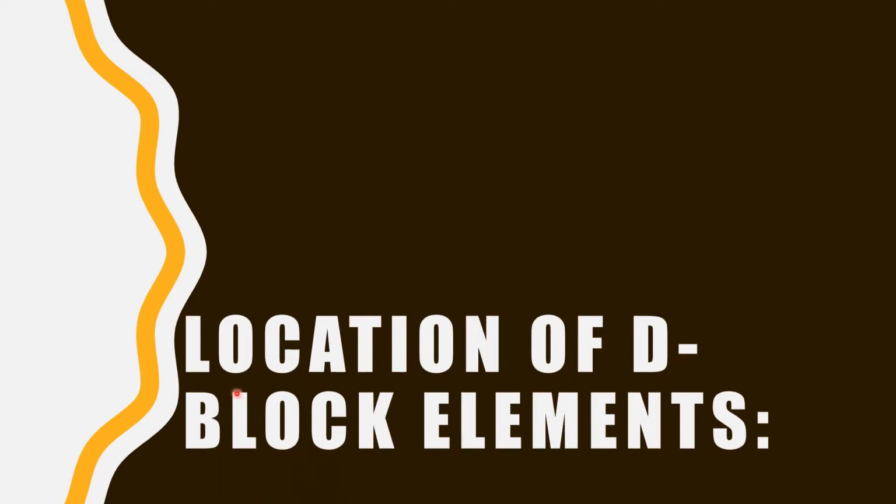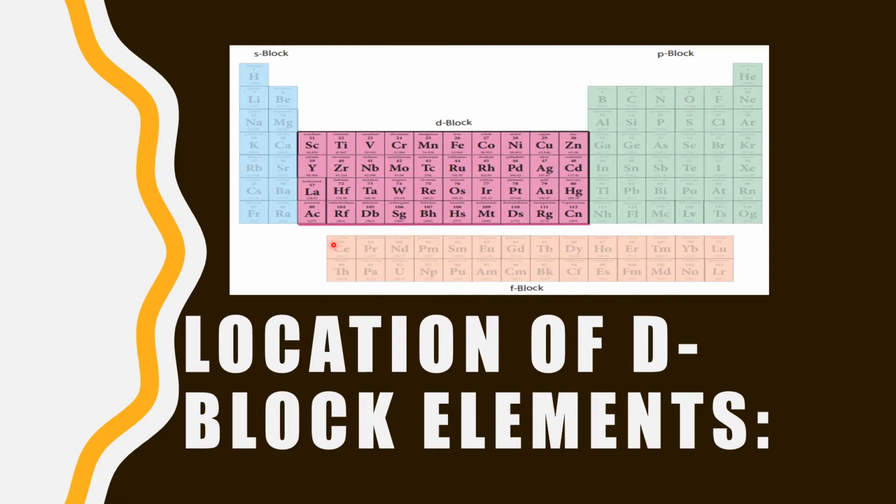First, we are going to see the location of D block elements. As we know, this is the periodic table, and there are four blocks present in it: S block, P block, D block, and F block. We covered S block and P block in the earlier videos, and now we are going to cover the D block elements.